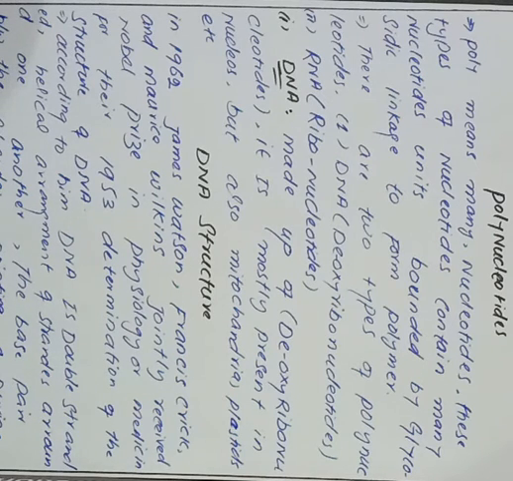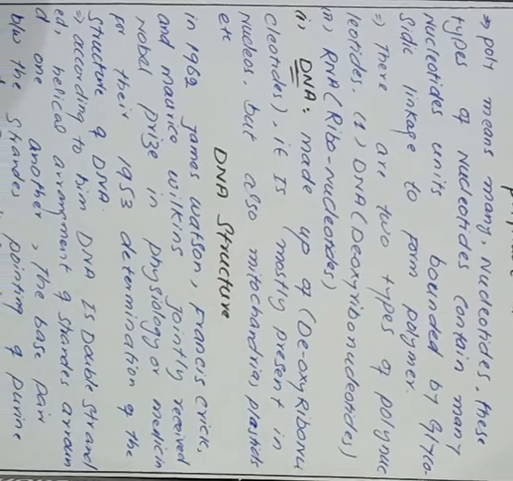DNA is made of deoxyribonucleotides. We have already discussed that it is mostly present in the nucleus, but mitochondria and plastids also contain their own DNA. But mostly DNA is present in the nucleus. We will discuss the structure of DNA.